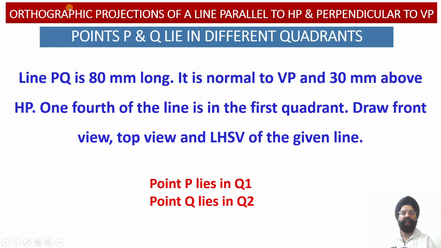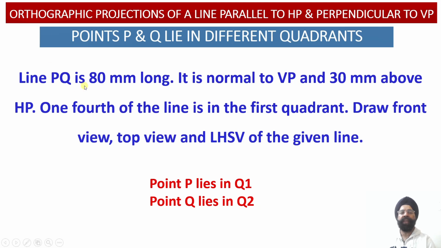Now here we are required to evaluate the orthographic projections of a line PQ, and this line PQ happens to be parallel to the horizontal plane and perpendicular to the vertical plane. In this case, the two ends of the line, that is P and Q, happen to lie in different quadrants as well. So here point P lies in quadrant 1 and point Q of the line happens to lie in quadrant number 2. So let us read out the statement of the problem.